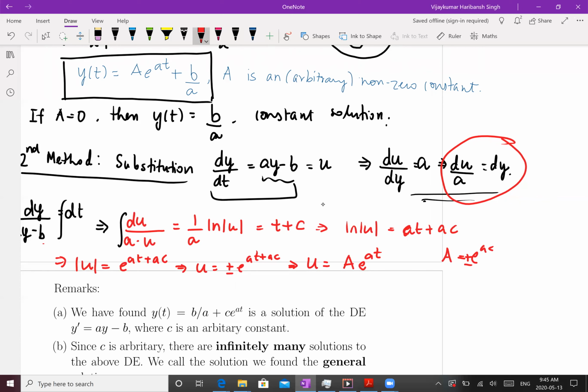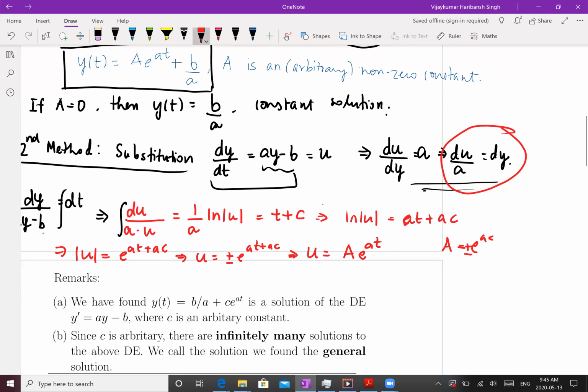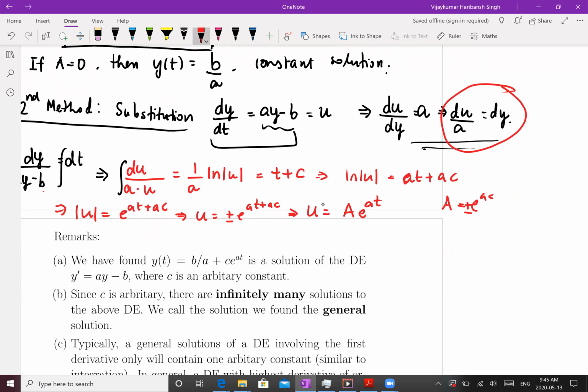I'm going to replace that. Now you'll say, how can you replace both plus or minus signs? The idea is that at one point it will only be either positive or negative. Okay. So you get u equals, so now let's put back what my u was. So my u was ay minus b. So I have ay, let's just change the pen color. So we have ay minus b equals A e to the power at.